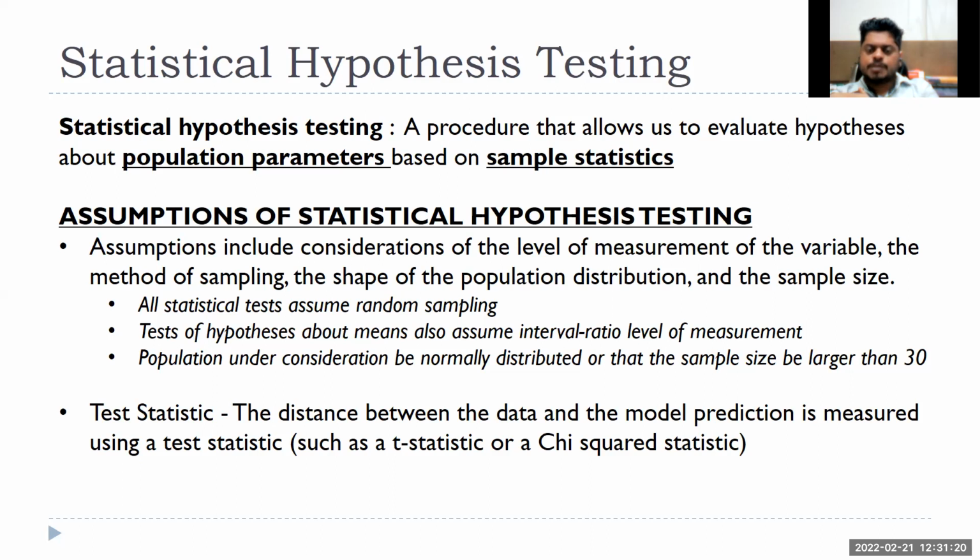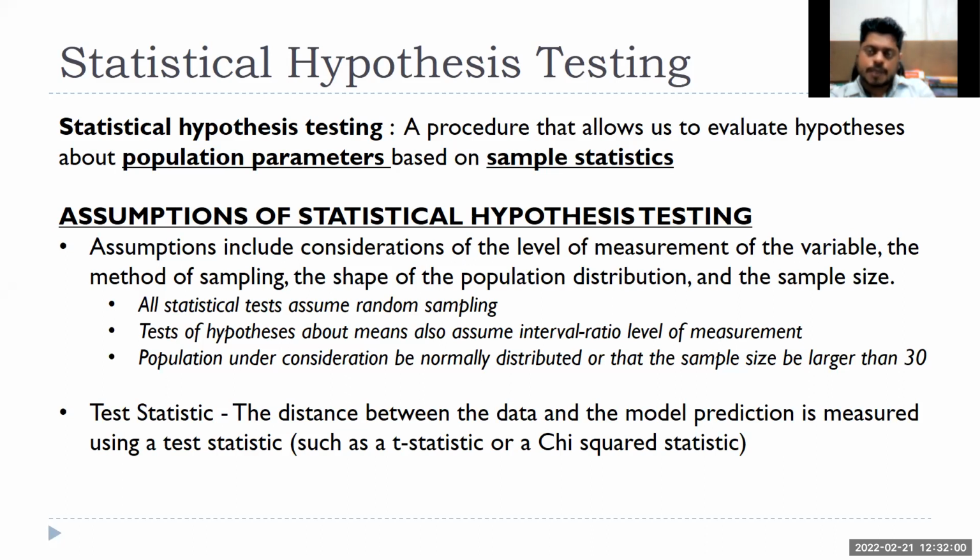Tests of hypothesis about means also assume an interval or ratio level of measurement. That is where you have continuous data, right? So the CLT, the central limit theorem, is applicable whenever you are collecting data on a continuous scale. There are two types of data: continuous data and categorical data. If your data is nominal or ordinal, that is categorical data. If your data is interval or ratio, that is continuous data. So this theorem is only applicable whenever we have continuous, interval or ratio data, and the population under consideration is normally distributed, or the sample size is larger than 30, right?